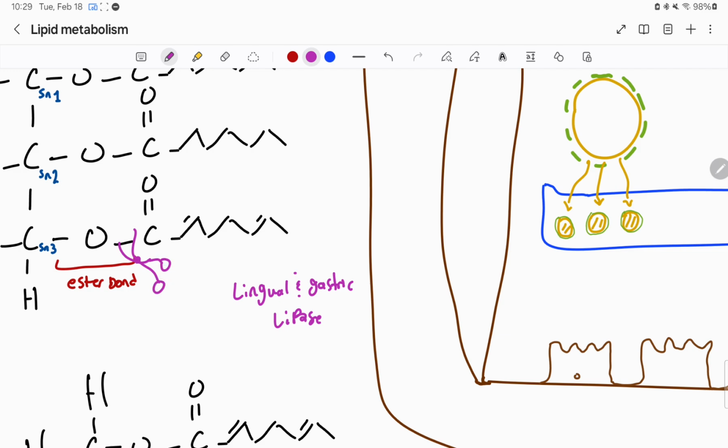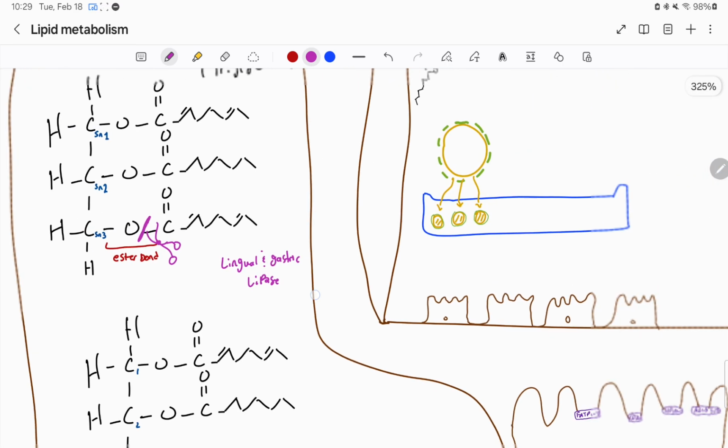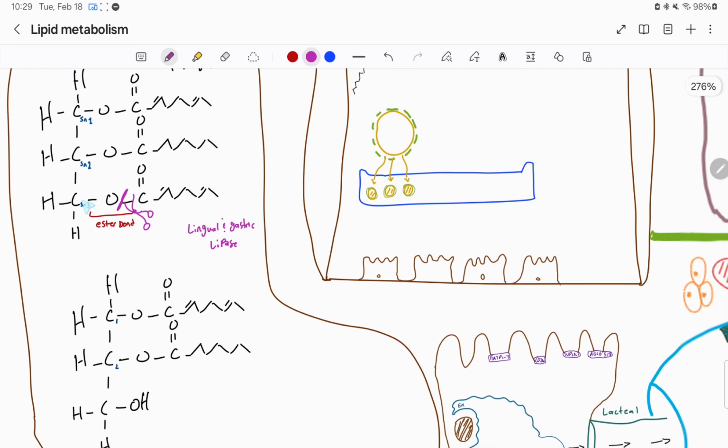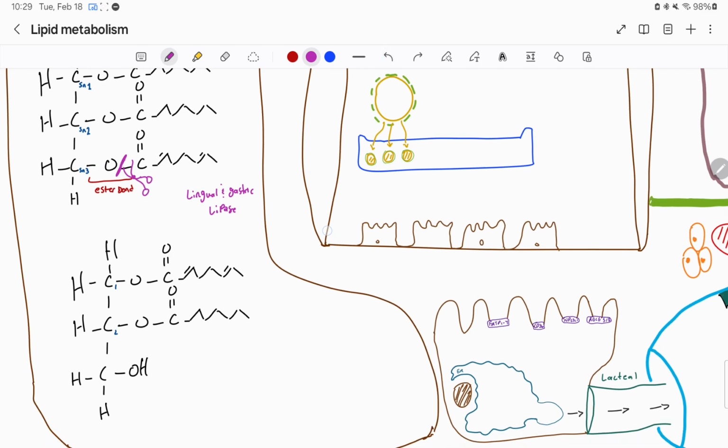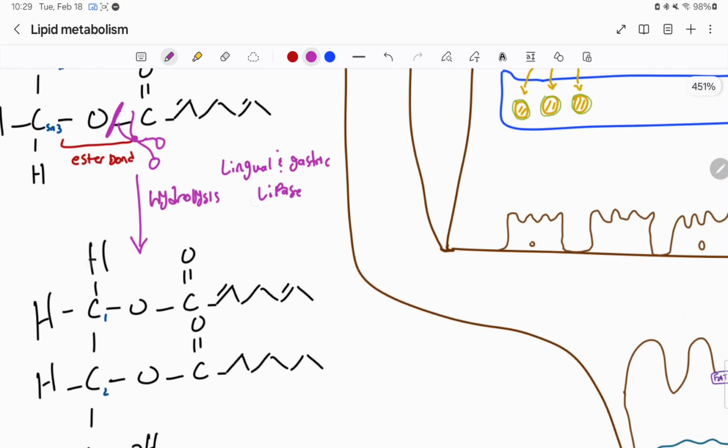Because it is an enzyme after all, it'll come here and it'll cleave that. Once it cleaves this ester bond right there, specifically at the SN3 position, we call that process hydrolysis, guys. And in that process, if you remember, we talked about this: we're actually adding in water in the reaction. That's why it's called hydrolysis.